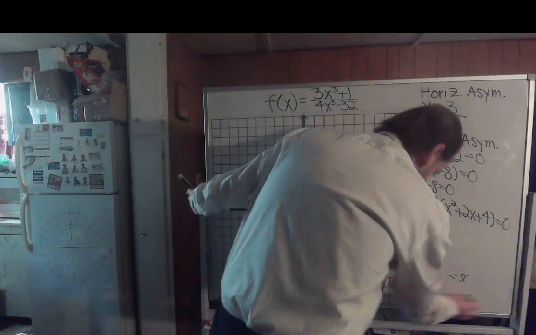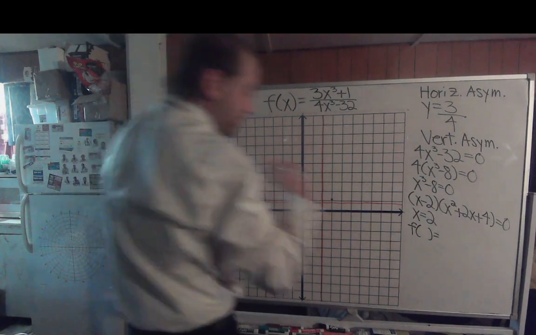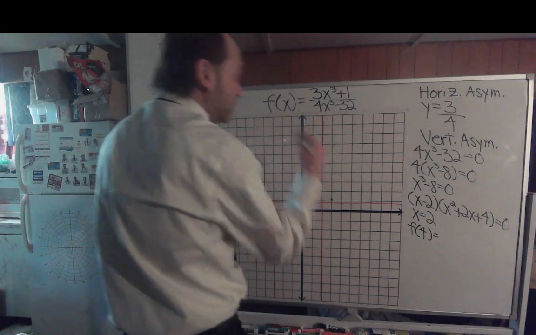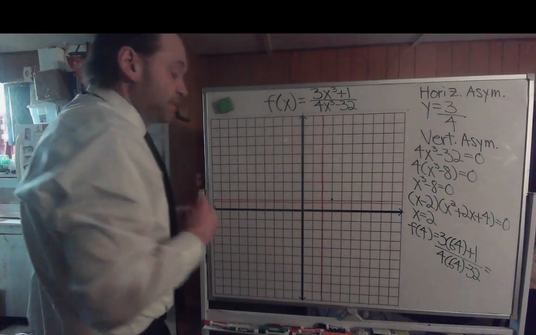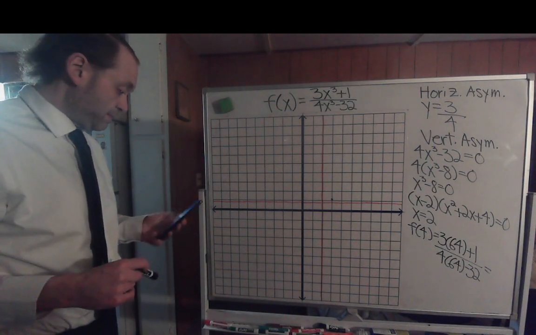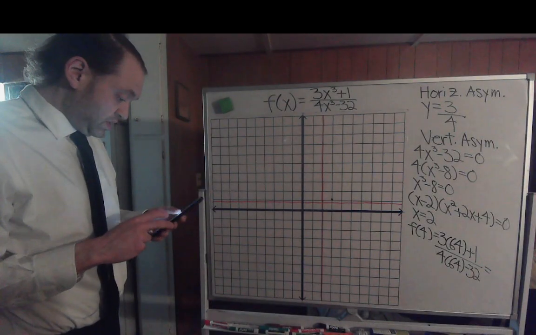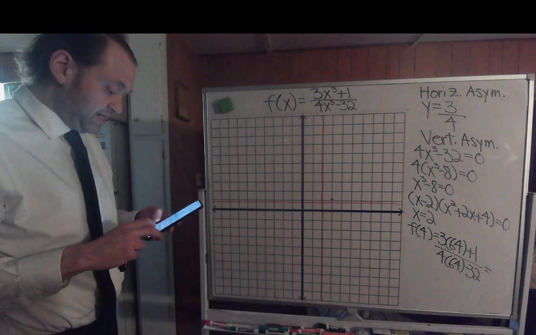And then let's do f of 4. Alright, so f of 4, that would literally give you 3 times 64 plus 1 divided by 4 times 64 minus 32. Alright, so what is 64 times 3? Let's figure out what that is. 3 times 64 is 192. Add 1 to that, you get 193.